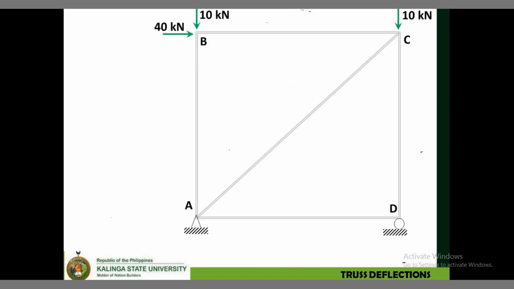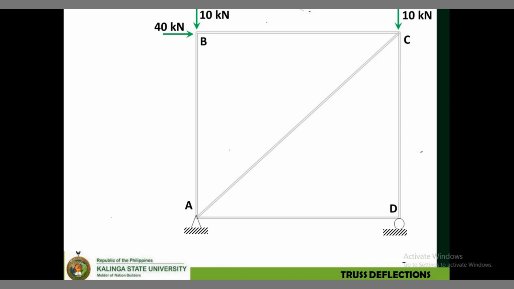I just enlarged this; this is the truss. At point B, we have external loads of 40 kilonewtons and 10 kilonewtons. At point C, we have 10 kilonewtons. At point A, this is a hinge support. At point D, that is a roller support. So, in step 1, you have to determine the reactions for each support.